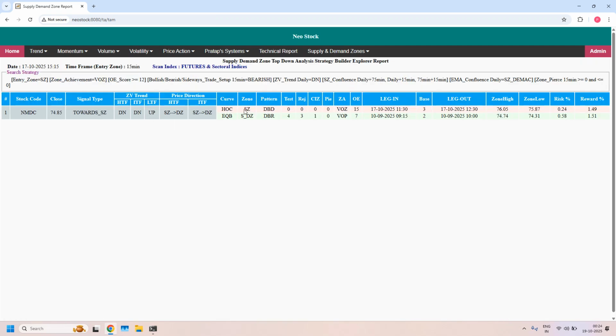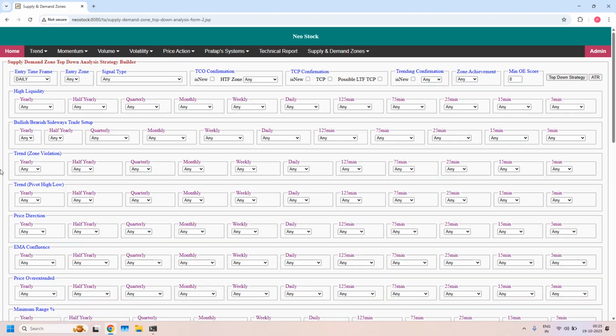So it is filtered. This 15-minute supply zone has more high probability to get success, provided less than 20 checklist items are satisfied, otherwise there are higher chances of zone violation. So this is the bearish trade setup for daily income trade. With this we have completed all the 3 income trade reports. Next I will generate the reports for finding stocks near demand and supply zones for different time frames, starting with the yearly.